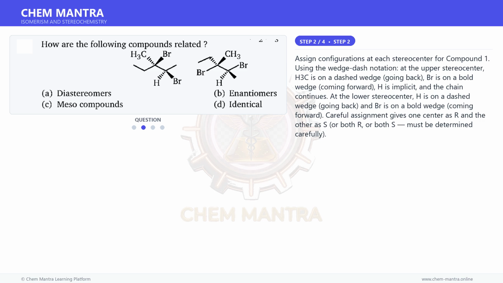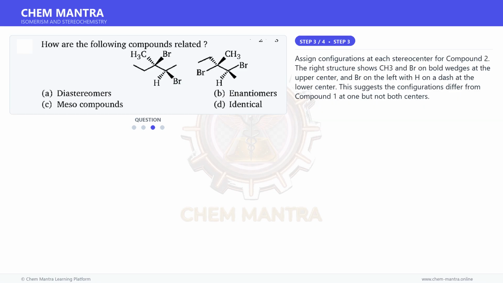Assign configurations at each stereocenter for compound 1. Using the wedge dash notation, at the upper stereocenter, H3C is on a dashed wedge going back, Br is on a bold wedge coming forward, H is implicit, and the chain continues. At the lower stereocenter, H is on a dashed wedge going back, and Br is on a bold wedge coming forward. Careful assignment gives one center as R and the other as S, or both R or both S must be determined carefully. Moving on to the next step.